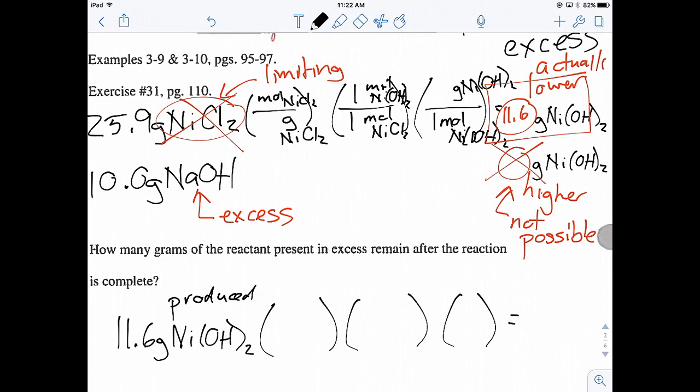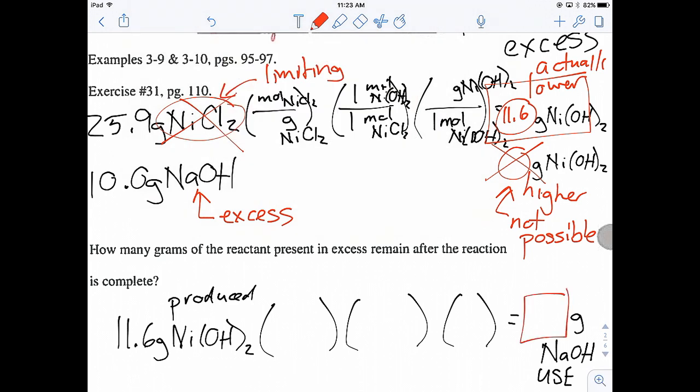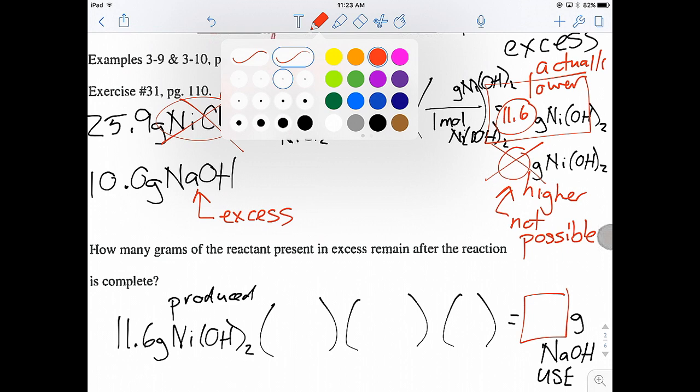We can kind of work backwards. If we're actually going to produce that much nickel hydroxide, we can work backwards and say, okay, how many grams of NaOH would I need to use? I can walk through that calculation, and I get some number of grams here. For the sake of the video, I'm going to let you pause and figure out what that number is. But we do the same thing as we've done before.